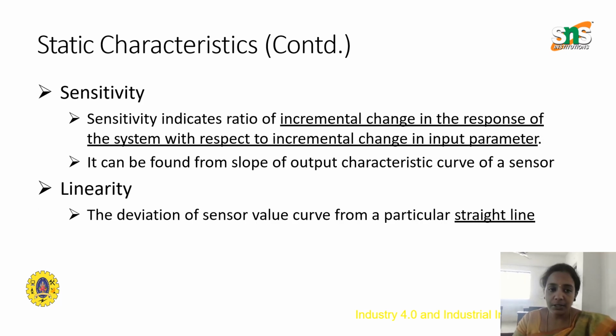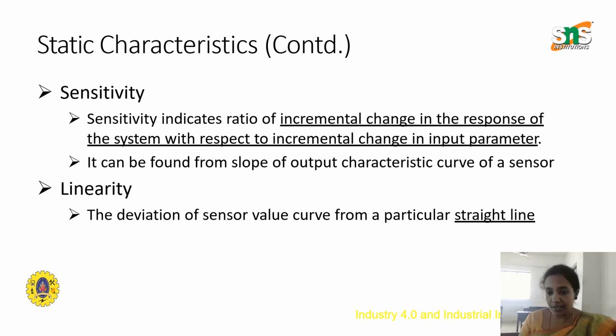So next one is sensitivity. Sensitivity indicates the ratio of incremental change. It is like a formula. It is the ratio of incremental change in the response of the system with respect to the incremental change in the input parameter. It can be found from the slope of the output characteristic curve of a sensor.